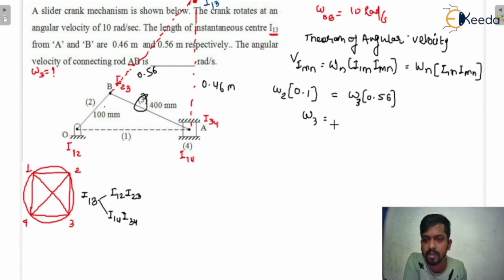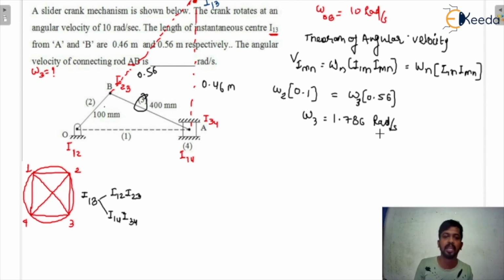Is everything clear in the question? I12 is okay, and that is 0.56. You will get the value of omega 3 as 1.786 radian per second. So that would be the angular velocity of the connecting rod.